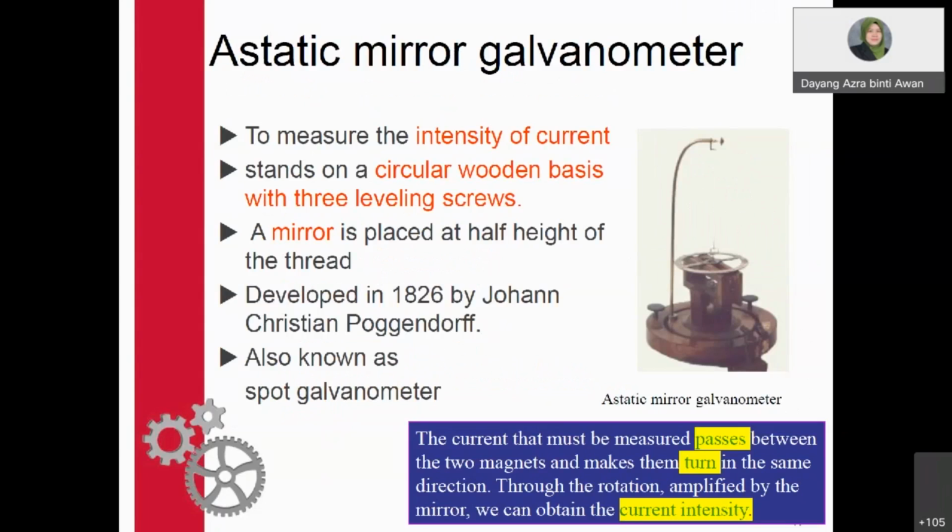Okay, so the astatic mirror galvanometer is used to measure current intensity. It stands on a circular wooden base with 3 leveling screws. A mirror is placed at half height of the thread and it was developed by Johann Christian Poggendorff in 1826. This galvanometer is also called the spot galvanometer. The operation occurs when the current to be measured passes between the two magnets and makes them turn in the same direction. Through the rotation amplified by the mirror, we can obtain the current intensity. You can see here there is a small mirror placed in between the thread.